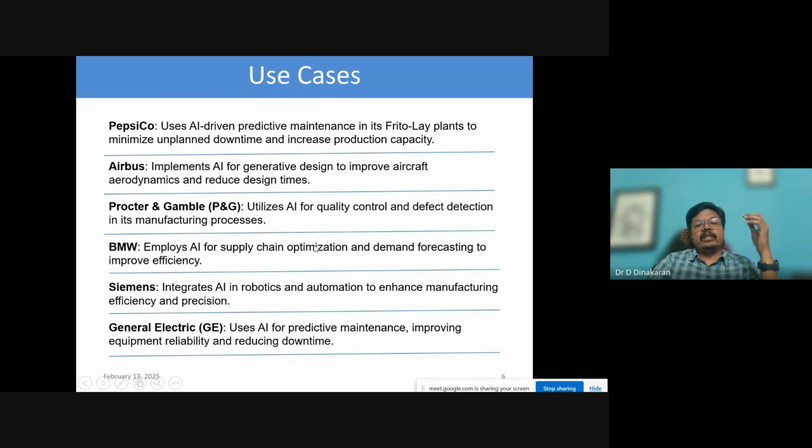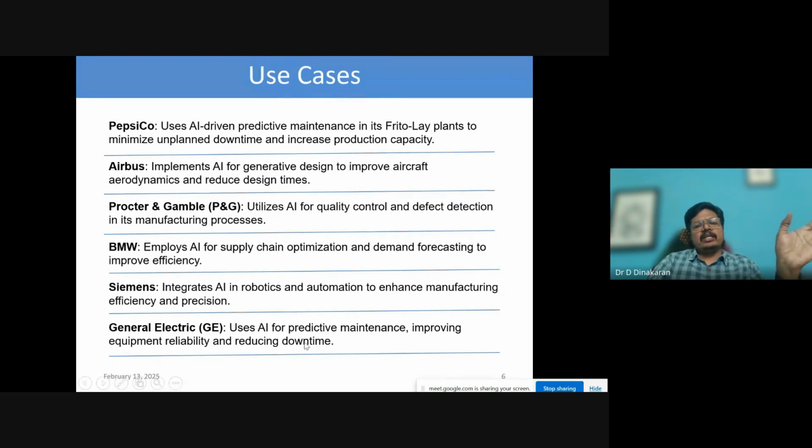And BMW introduced supply chain optimization for demand forecasting, for improving efficiency. They used it effectively. Siemens introduced robotics and automation for improving manufacturing efficiency and precision in each and every process. Actually, they used fixed programs. They were already having automation and robots in place, but with the help of the big data available to them throughout the factory, they have made that factory a smart factory. They have integrated everything through these AI-based algorithms.